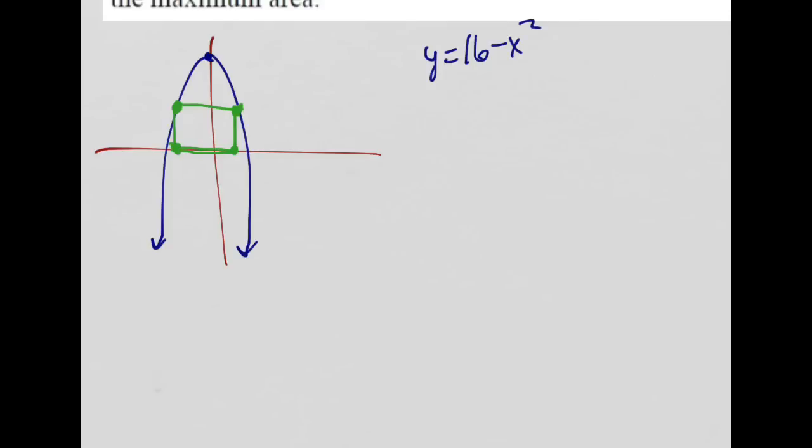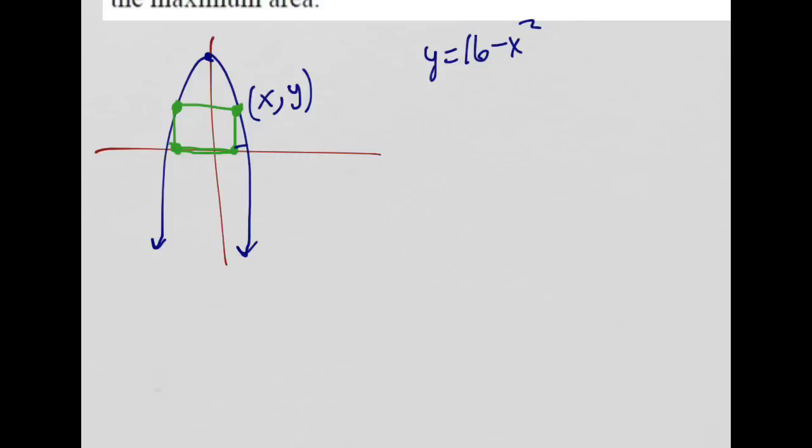So think about it like this. This point in the corner right here has some unknown x value and some unknown y value, which we're going to label as such. Now think about this. My drawing is not to scale. The right side should be the same as the left side.